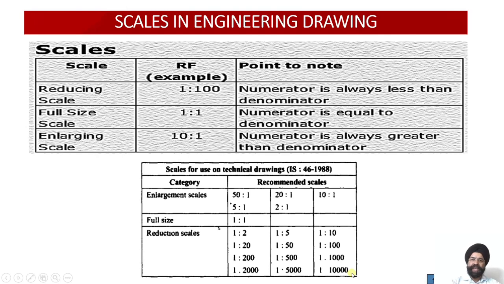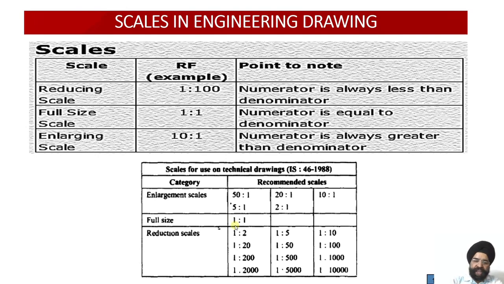So we are reducing our actual drawing as compared to the object, but make sure that all the dimensions are reduced proportionately. If one dimension is reduced 100 times, all other dimensions of the object will also have to be reduced by 100 times. Full size means 1:1. Whatever is the size of the object, the same size of the drawing will be obtained on the drawing sheet.